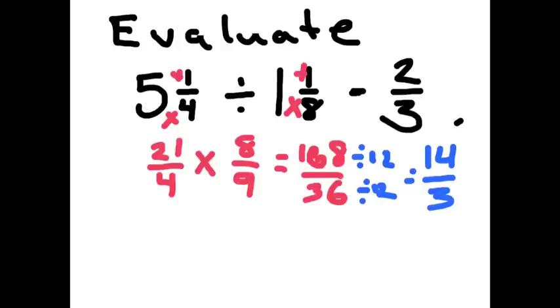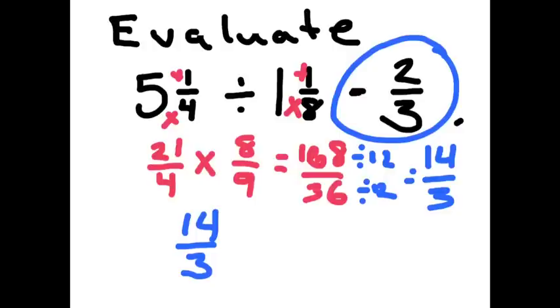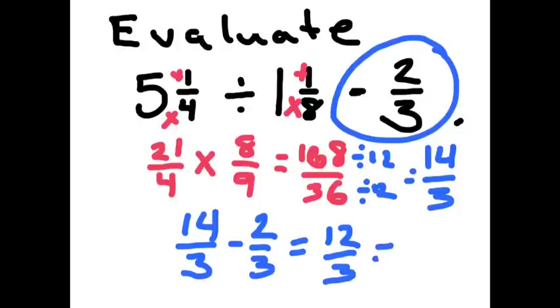So I have 14 thirds, and I have to finish taking away the 2/3, which is going to be 12 thirds, or 4. So that long complicated 5 1/4 divided by 1 1/8 minus 2/3 is 4.